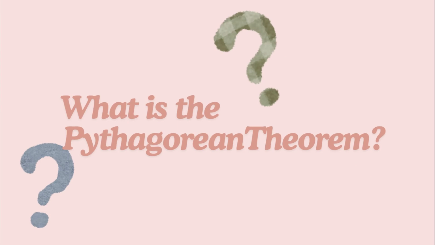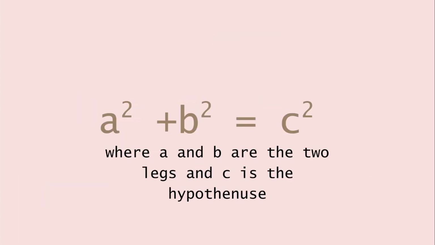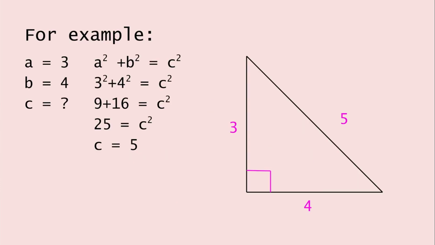Now that we're talking about what the Pythagorean theorem is, what's the actual equation? The Pythagorean theorem is A squared plus B squared is equal to C squared, where A and B are the two legs and C is the hypotenuse, as I just discussed previously. So let's do some problems, shall we?